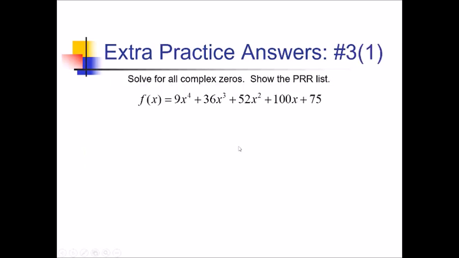On this problem, I'm trying to find the complex zeros of this quartic, fourth degree polynomial. We're going to start by finding the possible rational roots, the PRR list, and we'll start using those in our calculator to see if we can find any zeros right off the bat. All right, so for possible rational roots, that's going to be factors of my constant 75 divided by factors of my lead coefficient 9, and these are all going to be plus or minus.